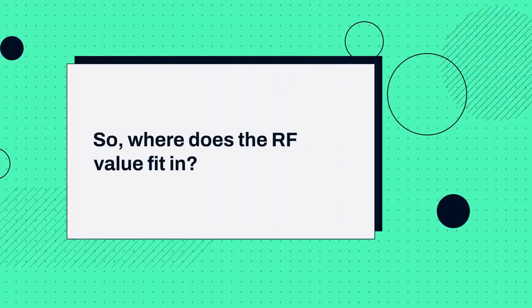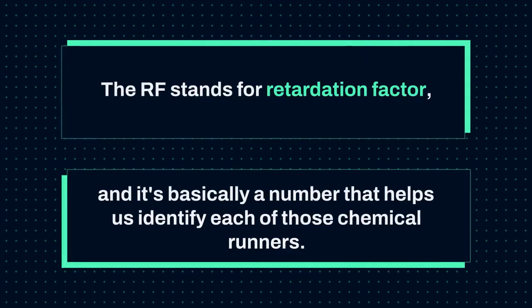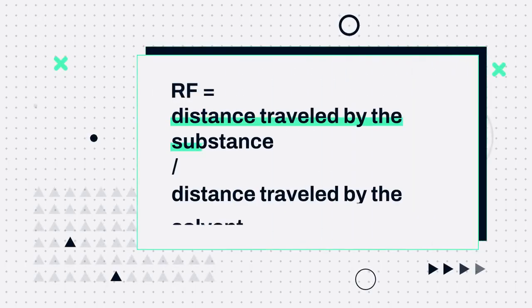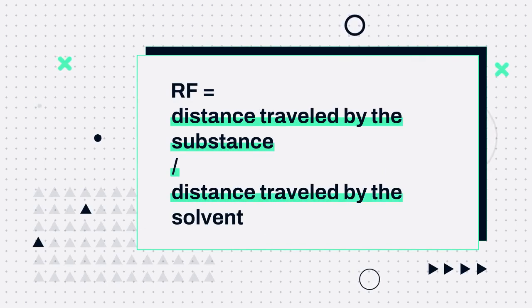So, where does the RF value fit in? The RF stands for retardation factor, and it's basically a number that helps us identify each of those chemical runners. It's a simple ratio calculated with a formula. RF equals the distance traveled by the substance divided by the distance traveled by the solvent.